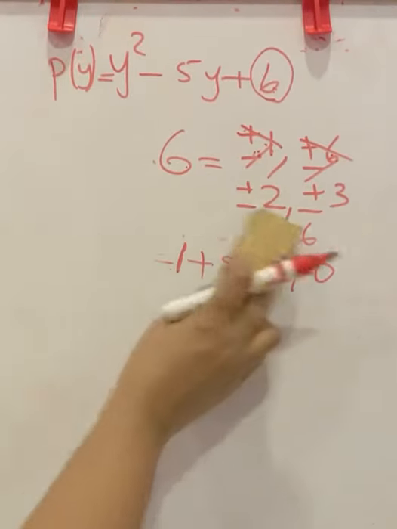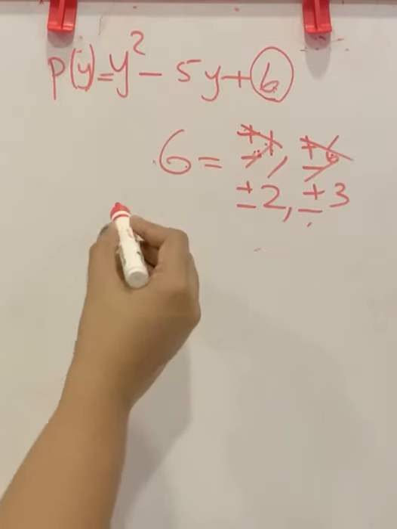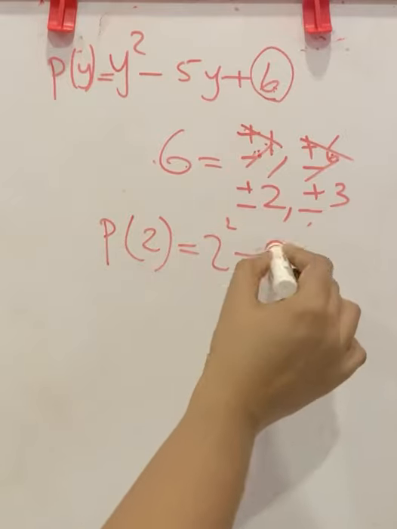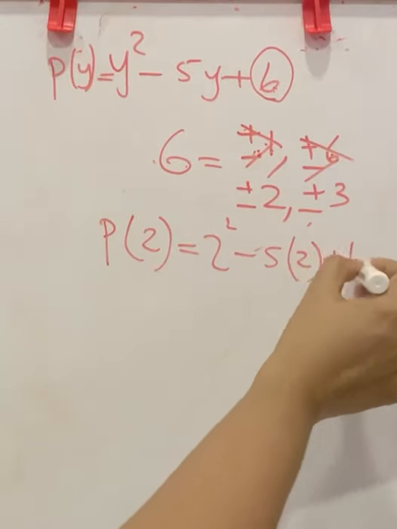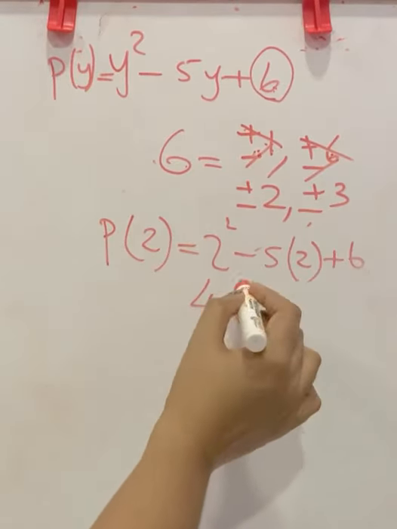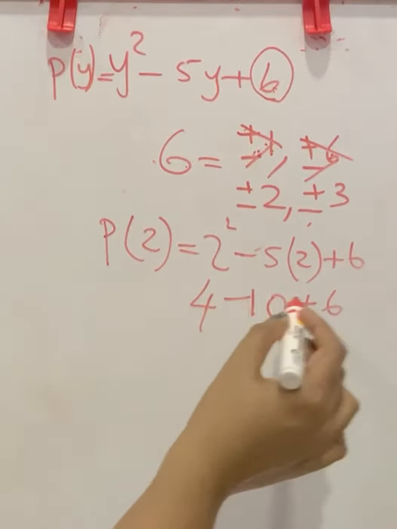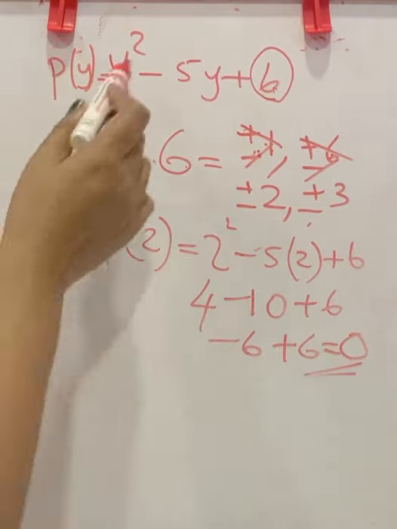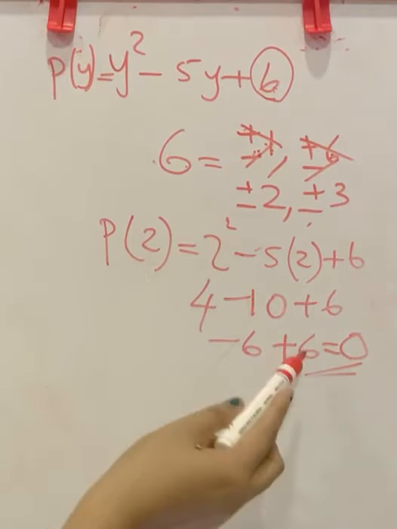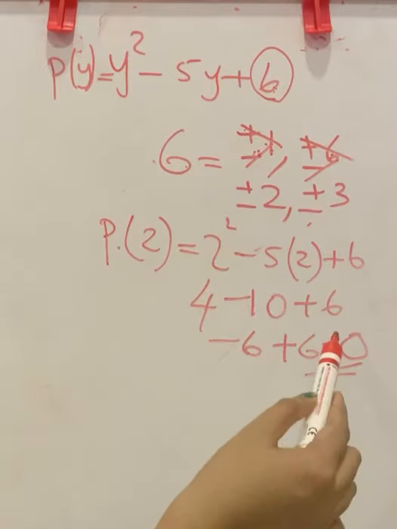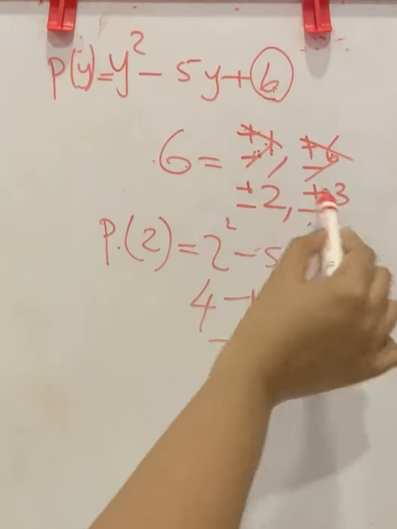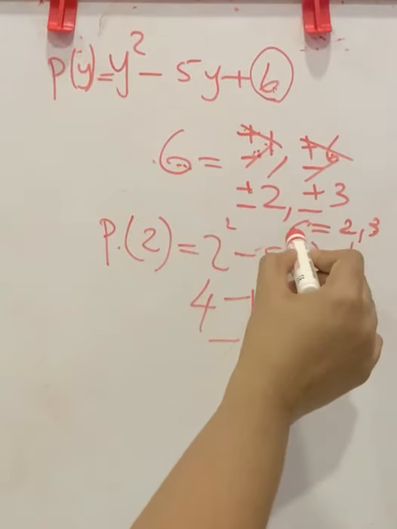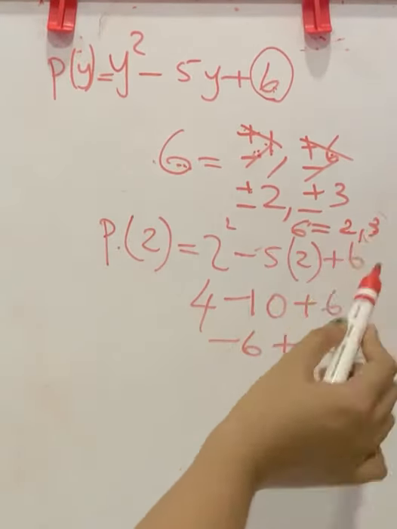Now the next one is plus 2, that is P of 2 is equal to 2 square minus 5 into 2 plus 6. 2 square is 4, minus 10, plus 6. Here it is minus 6 plus 6 equal to 0. The remainder will be 0 here. Now we got P of 2 is 0, and the pair of 2 was 3, that is, 2 into 3 is 6. These were the pairs here. So P of 3 will also be equal to 0.